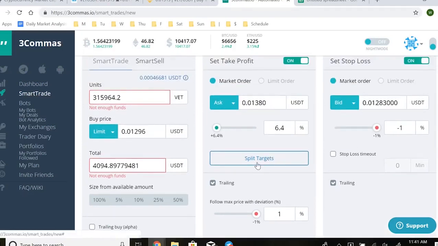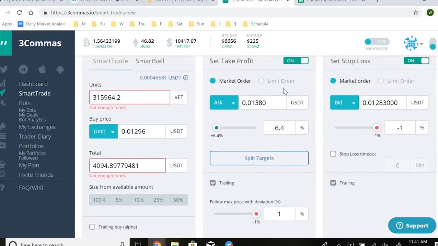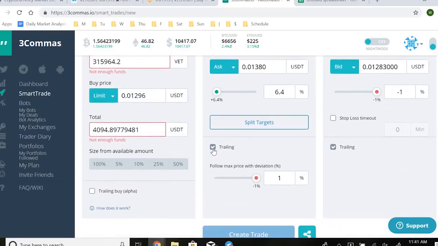You can split the target, so you could sell like 25% at 1360, 50% at 1380, and 100% or the rest of the percentage at 1400, whatever you want to do. With 3Commas, it actually automates the whole process once you set the rules using the API key. So now that we did that, there's one other thing that I wanted to do, which is actually check off the trailing box and then follow max price with deviation minus 1%.